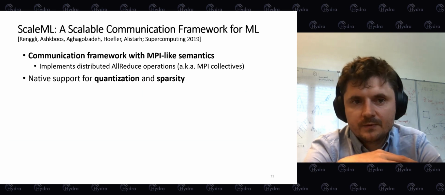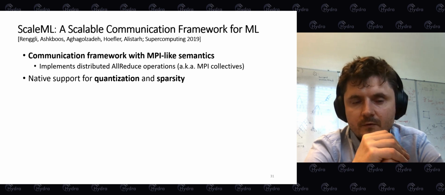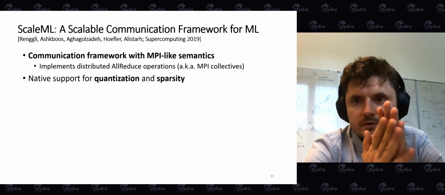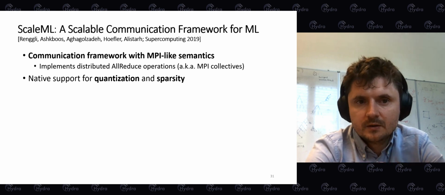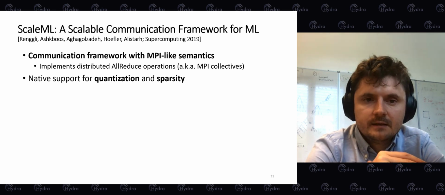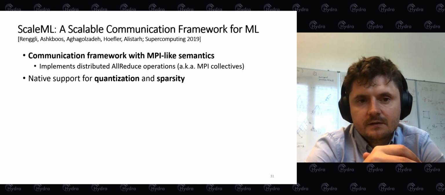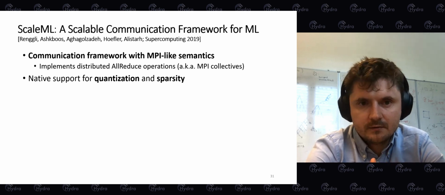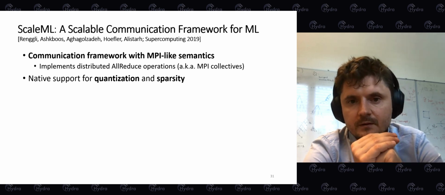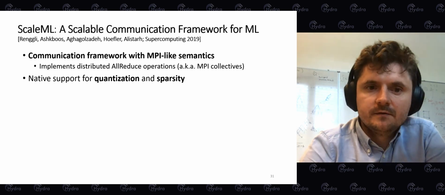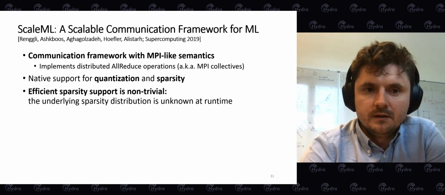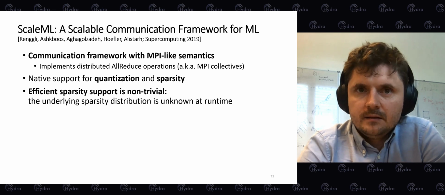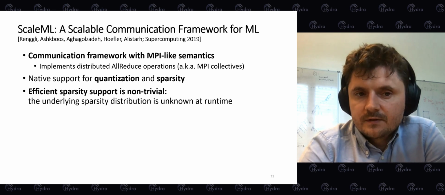This is what we took a first step towards in ScaleML, a scalable communication framework designed for machine learning. This appeared in Supercomputing late last year. The main idea is that you want to build a communication framework which has MPI-like semantics, so you can do allreduce, scatter, allgather, and so on. However, you should have native support for quantization and sparsity. And there are a couple of interesting things here.